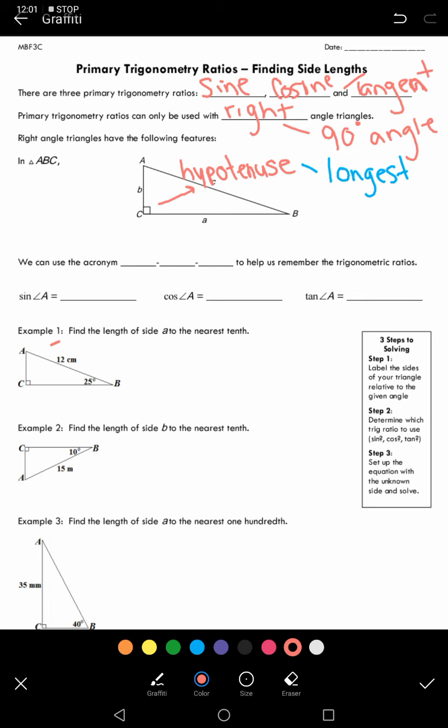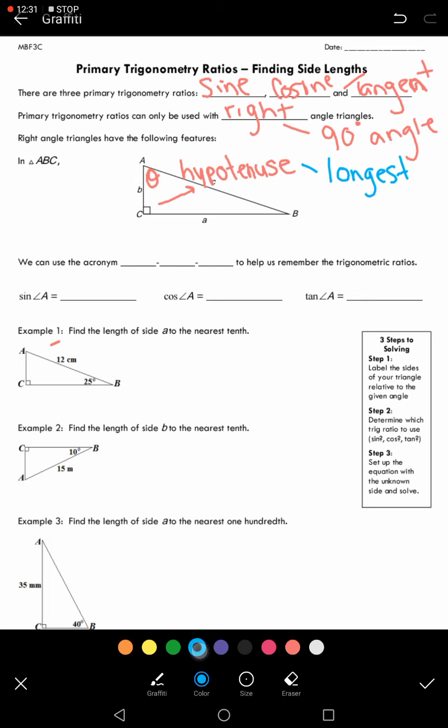Okay, when you're labeling the other 2 sides, there's adjacent and there's opposite. Those 2 sides are going to basically change depending on what angle you're looking at. Specifically, you're going to be asked to find a particular angle. So say we're asked to find angle A. We're just going to call that theta, just that little symbol that we learned on that last slide.